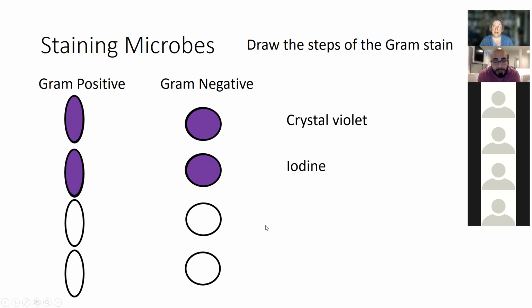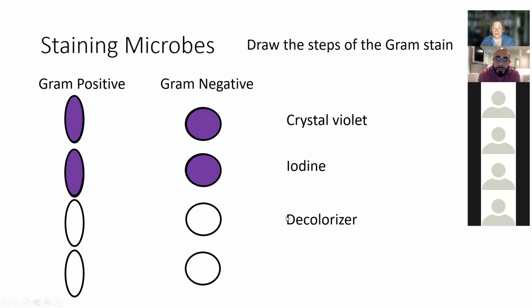Then I do my decolorization step. In the book, it talks about acid alcohol. We don't use acid alcohol. I don't know anybody who uses acid alcohol anymore. That's what Graham, who is a student of Koch, used to use. Now we use 95% ethanol, okay?